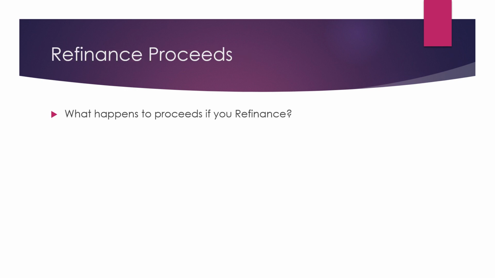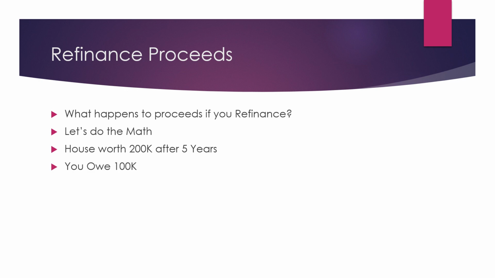So what about refinance proceeds? Instead of selling, maybe you just want to refinance it, right? You've owned it 5, 10, 15, 20 years, and you want to take some equity out. What happens? Well, let's do the math. Let's just say that your house is worth $200K after 5 years. Let's say you owe $100K. Let's say you do a refi at 70% LTV, which stands for loan to value. So 70% of 200 grand is $140,000. Hopefully you're with me.